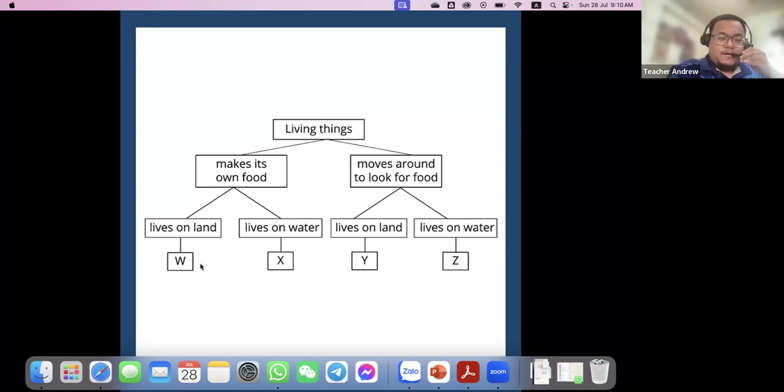Is that okay? So with that, we will have to look at what animal suits these criteria: W, X, Y, and Z. So this is the first example of how you classify living things.